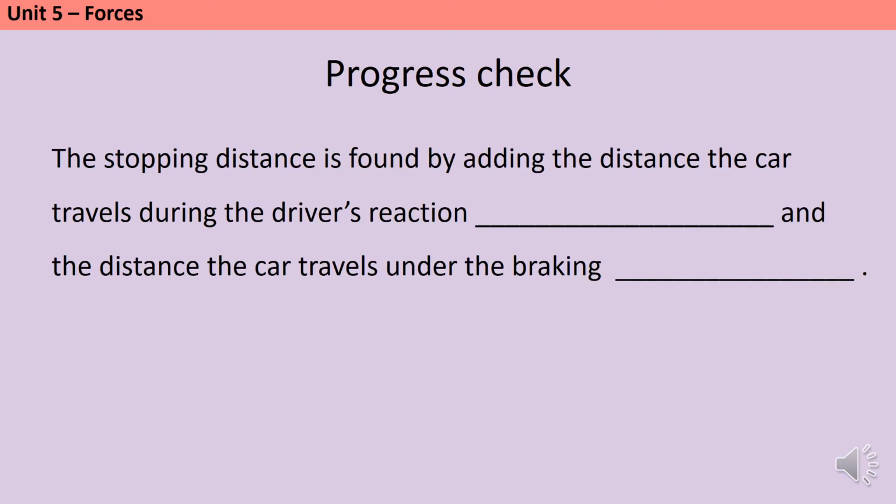Time for a quick progress check. How would you fill in the blanks in this sentence? The stopping distance is found by adding the distance the car travels during the driver's reaction blank and the distance the car travels under the braking blank. Pause the video and write down the answers. Our first gap should be the driver's reaction time and the second one should be the braking force.